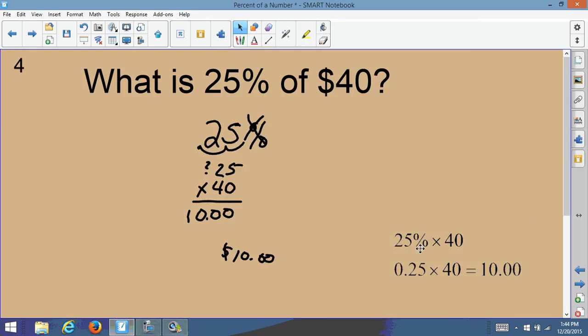So again, remember, remove the percent sign by making this 0.25. So you move the decimal point over 2 places to the left, and then you multiply it by the other number. And of is a key word. It means multiply most times. So that gave us $10. So that's a nice question.